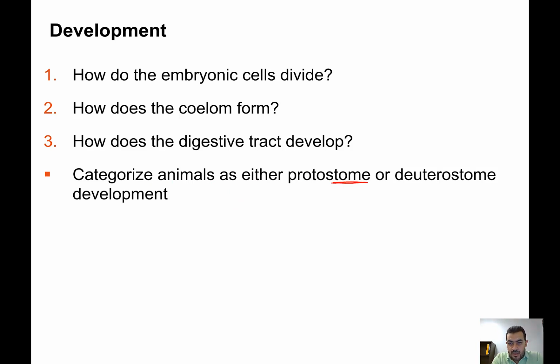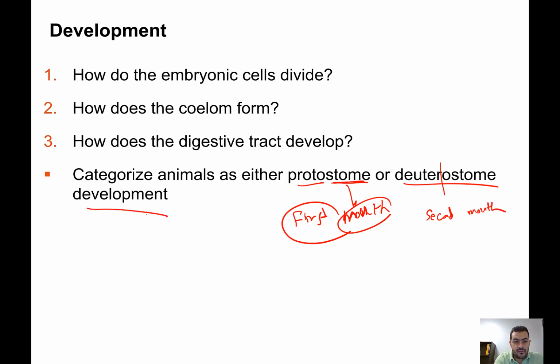So stome means mouth, remember it is similar to stomata when we talked about plants. So protostomes means, proto means first, so these are the animals in which the mouth will be formed first. Deuterostome, deutero means second, so these are the animals in which the mouth has formed second in terms of development.